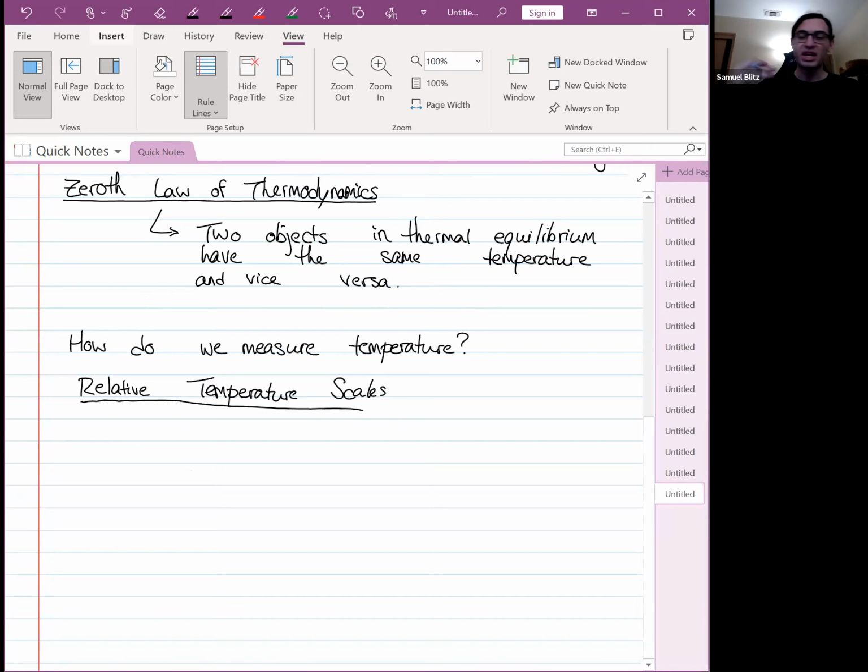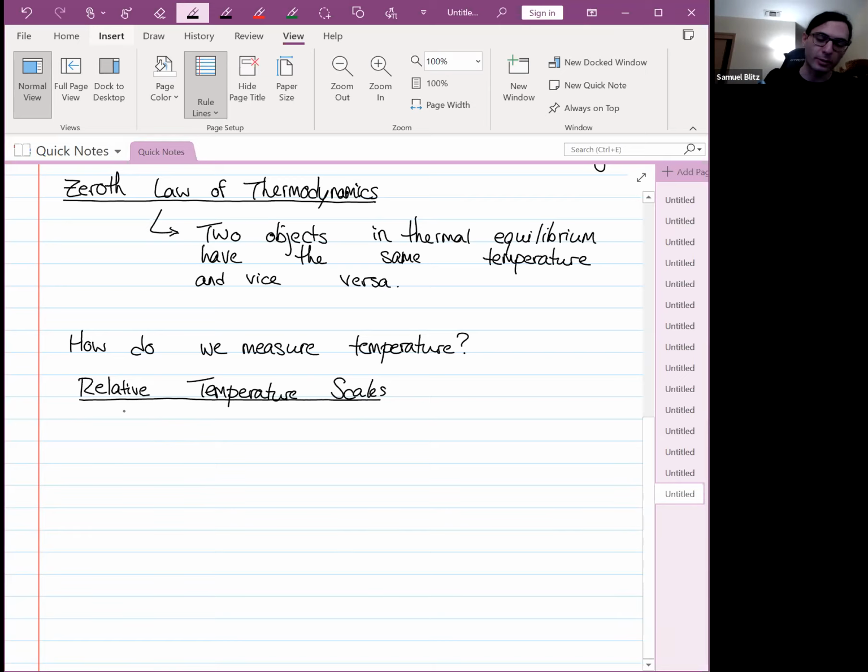Because we only care about temperature differences, i.e., is this one higher or lower than that one, we only actually care about the relative temperatures. We don't care about some notion of absolute temperature. We only care is, does this one have more temperature or less temperature than some other thing?